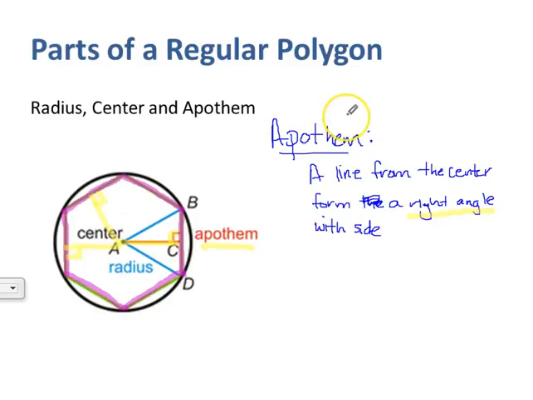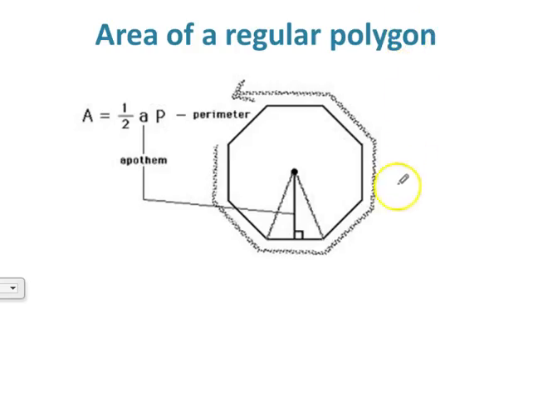Kind of similar to what we were talking about with heights in our parallelograms and triangles, they share that idea that they have to form a right angle with the side that they're intersecting. I'm going to go on to the next slide, and we are going to write down how to find the area of any regular polygon. It doesn't matter how many sides, the area of a regular polygon is right here: 1/2 A times capital P.